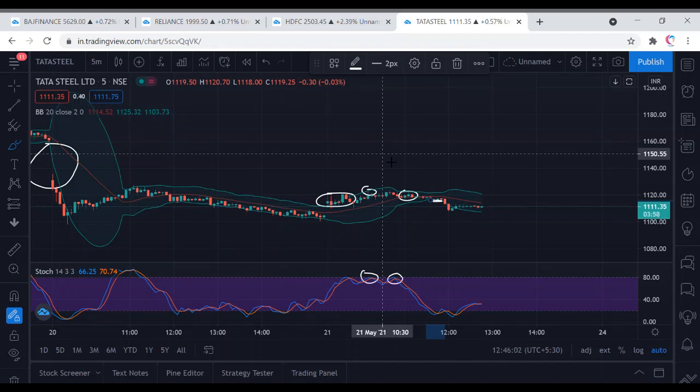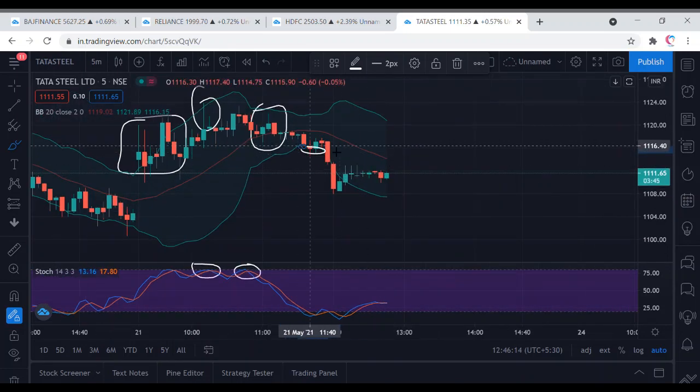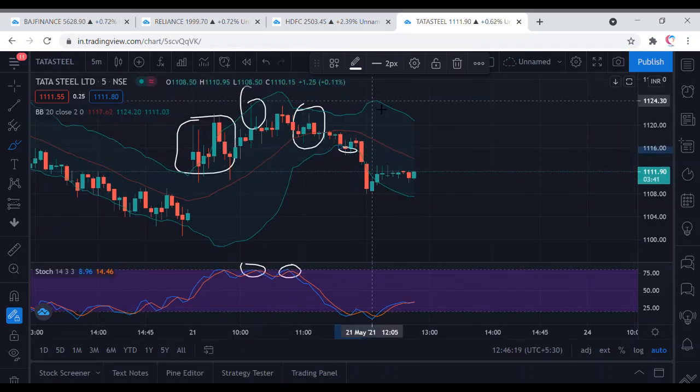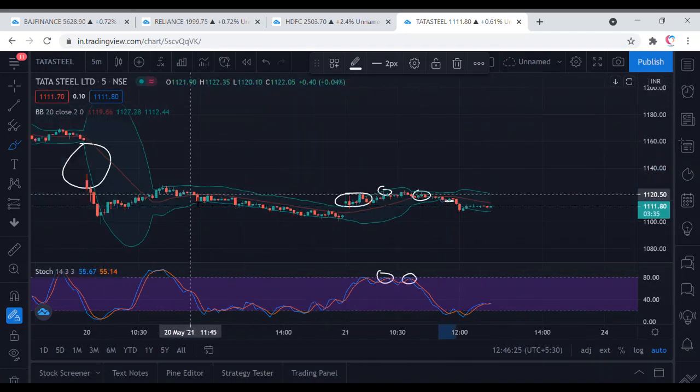Because this is a scalping strategy, you will be needing good quantities. Like if you would have shorted around 500 to 1000 quantities of the share, you will have easily made 3000 to 5000 rupees profit in just one trade, and you would have got out in this trade. So this was a live example. This trade came in today, the day we are making this video.